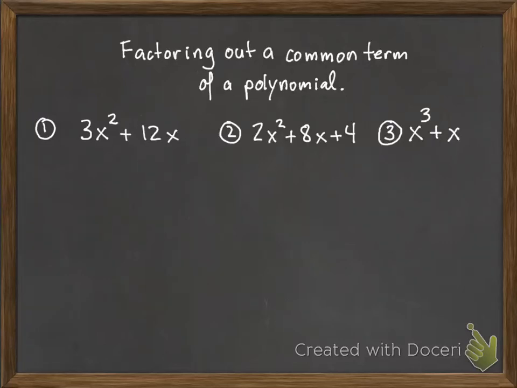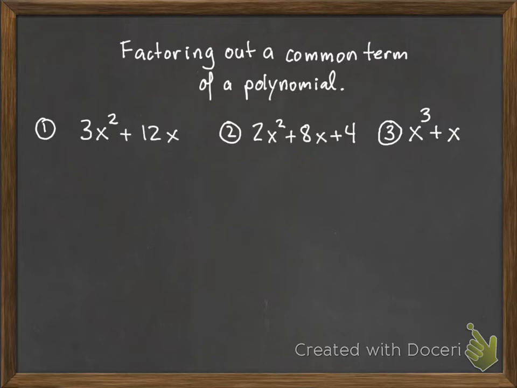Okay, in this video, we're going to go ahead and practice factoring out a common term of a polynomial. That means we're doing a reverse distribution. We're taking out something that each term of the polynomial has in common and placing it out in front. And rewriting polynomials in that particular state can be useful to solving them later on down the road.